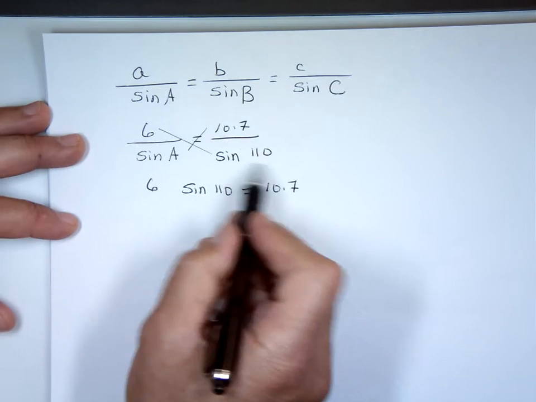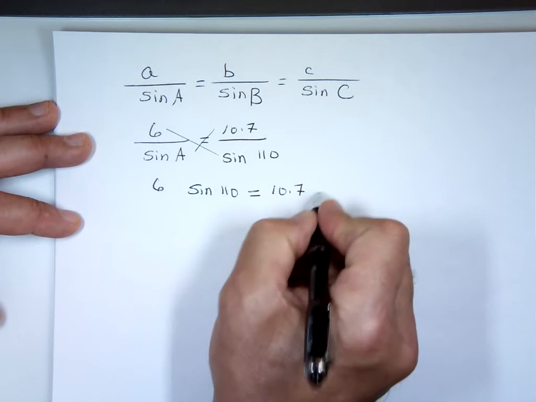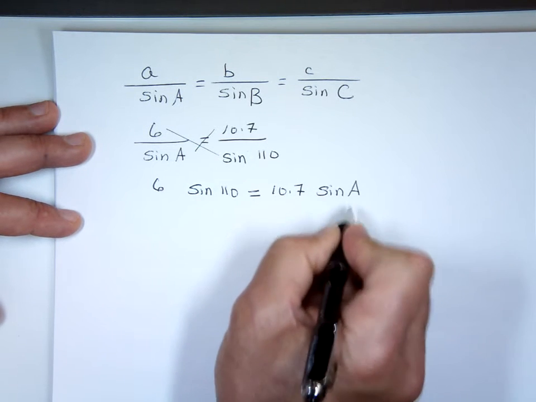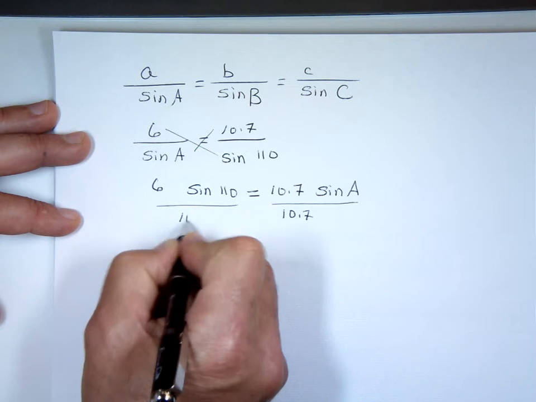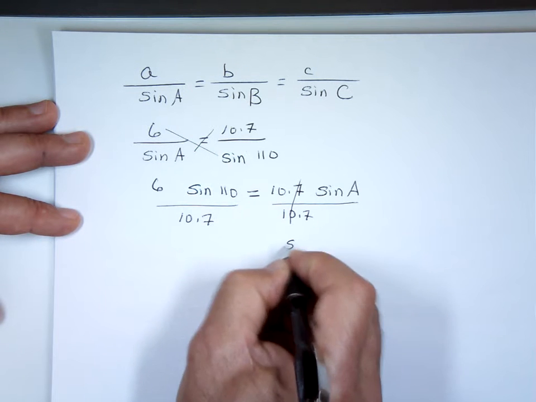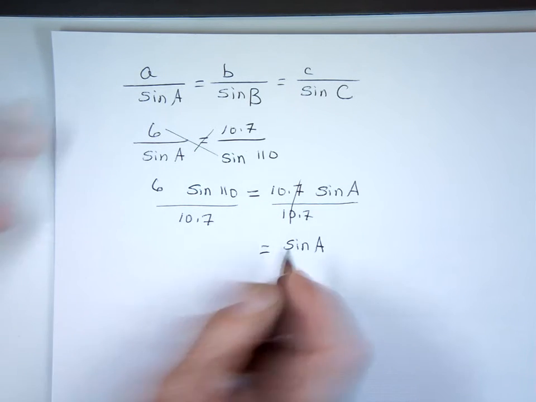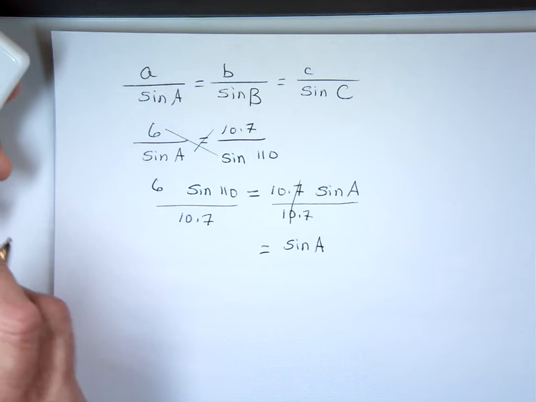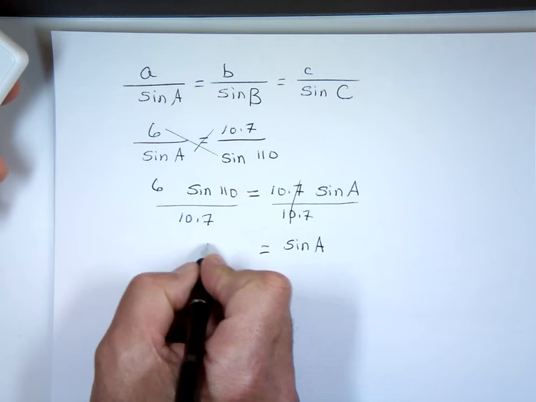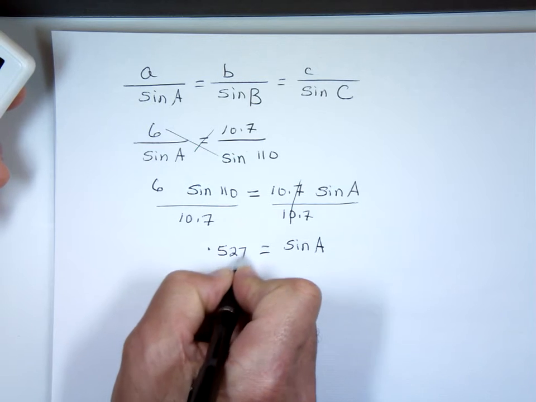Six times sine 110 equals 10.7 times sine of A. To solve for sine of A, we divide by 10.7. So here we go. Six times sine 110 divided by 10.7, which is 0.527. Can we get angle A?